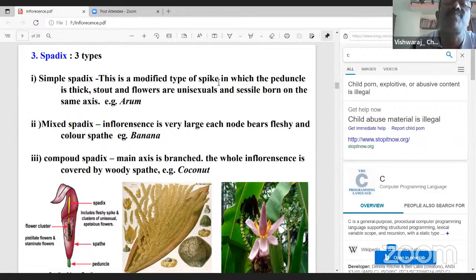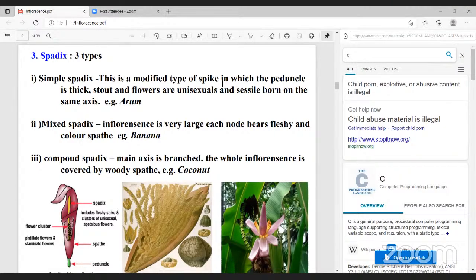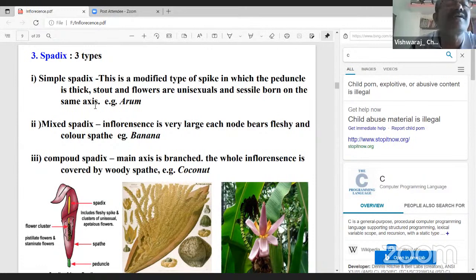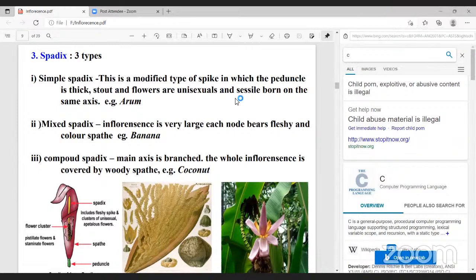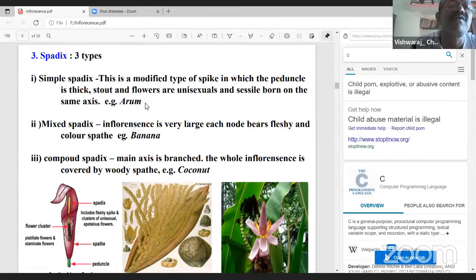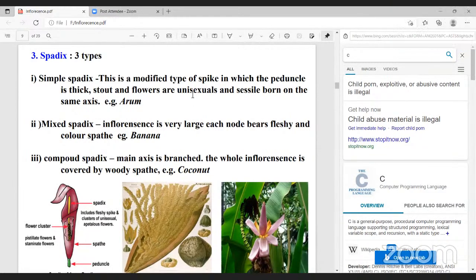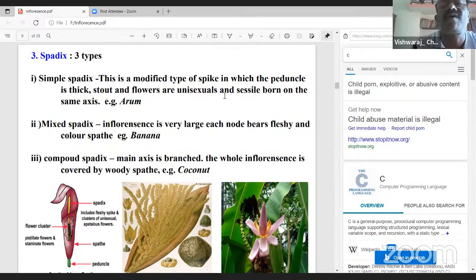This is a spike, but with some modification or changes in the flower, in which the peduncle is thick, small and stout, and the flowers are unisexual and sessile, borne on the same axis. Example: arum. Flowers are unisexual, meaning one flower has only male or female organs. When both organs are present in the same flower, that is bisexual.